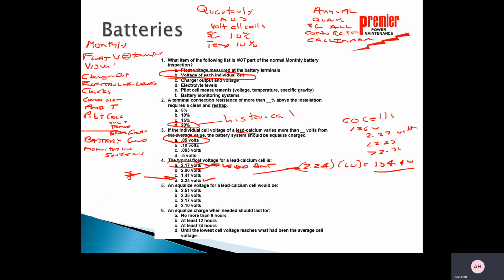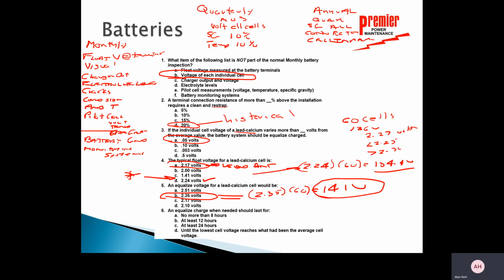So an equalized charge for a lead calcium battery would be what? At 2.35 volts per cell. That's where we'd equalize it. Do the same math, 2.35 times 60 cells, and that's going to tell us what the overall string voltage needs to be for this battery. It's 141 volts. So if we found a variance and one of the cells were a little low or a little high, then I would set the battery charger for 141 volts, and that would be my equalized charge.